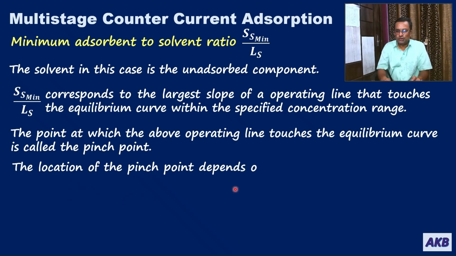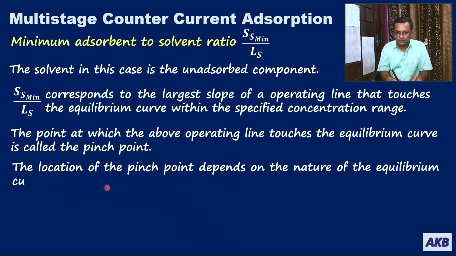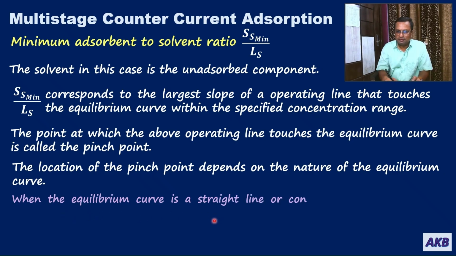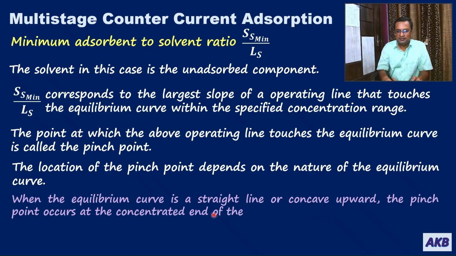You need to locate the pinch point in order to find the minimum adsorbent to solvent ratio. The location of the pinch point depends on the nature of the equilibrium curve. I will talk about it. When the equilibrium curve is a straight line or concave upward, the pinch point occurs at the concentrated end of the cascade, which is the left end, the left side of the cascade.